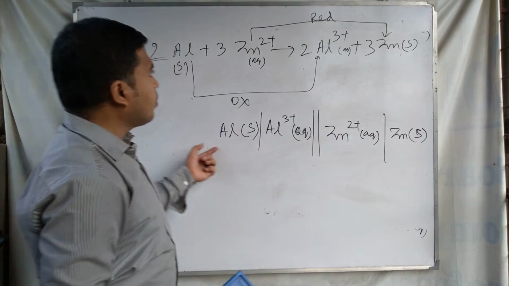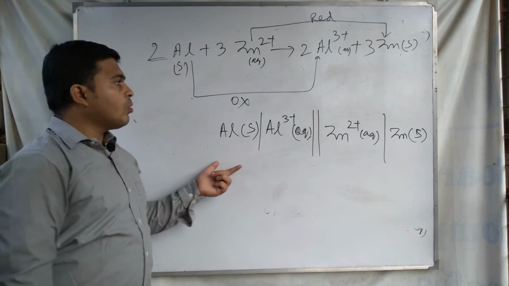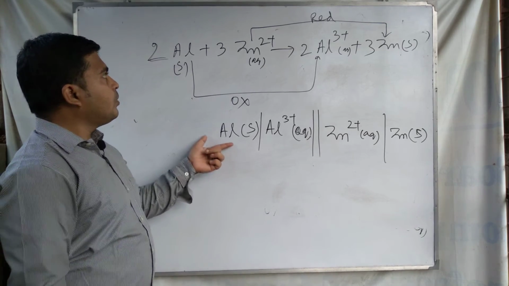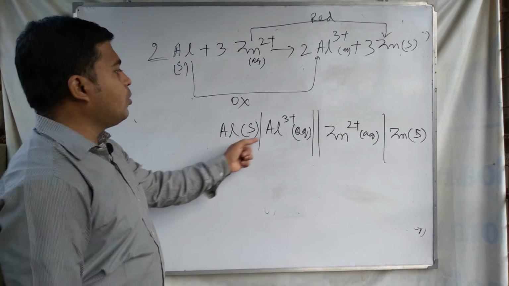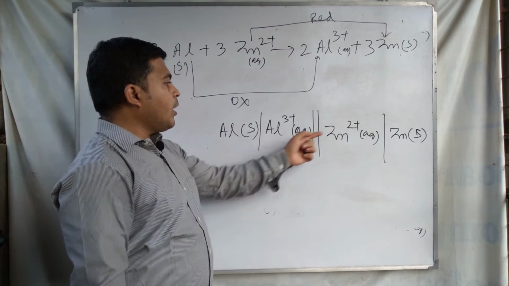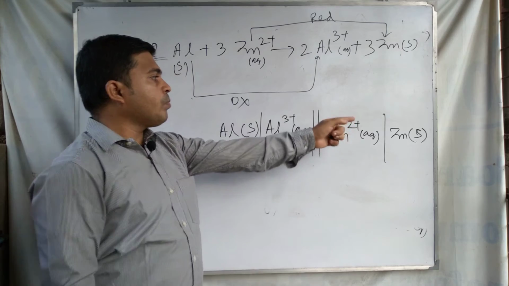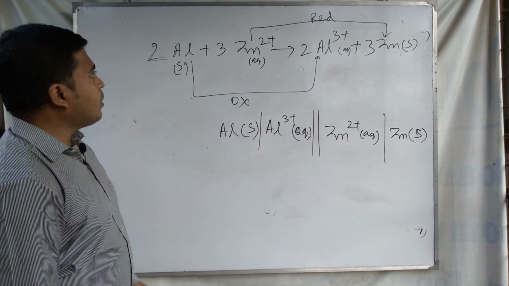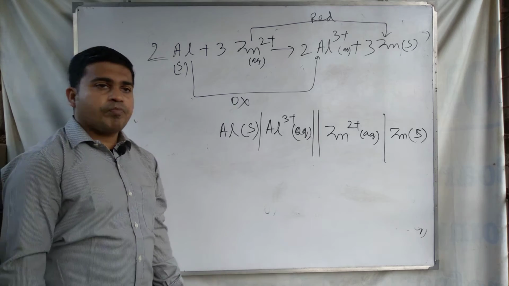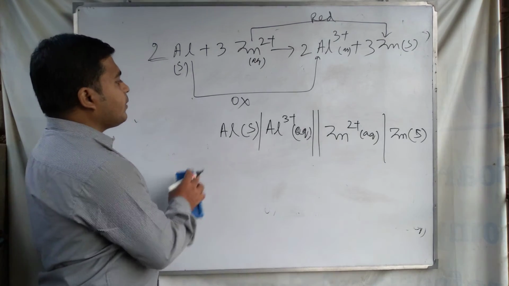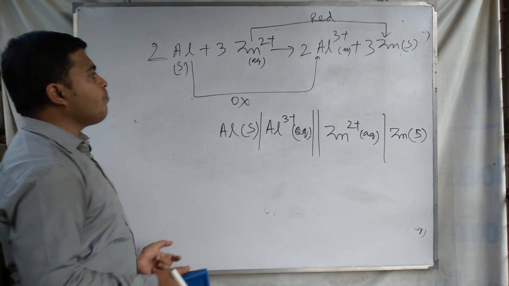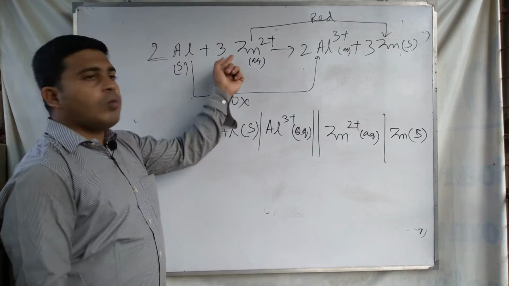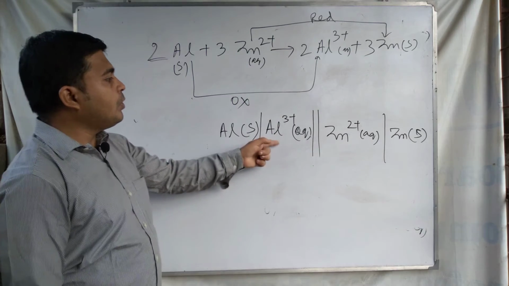So this one is the representation of this galvanic cell, or notation of this galvanic cell: aluminium solid to aluminium 3 plus and zinc 2 plus changing to zinc. This is the representation of this galvanic cell. Okay, we take another example to represent the galvanic cell. You can change it also from this representation to the overall reaction.